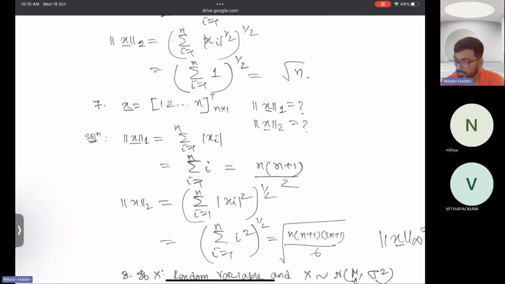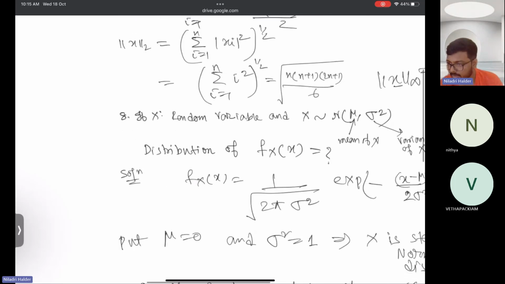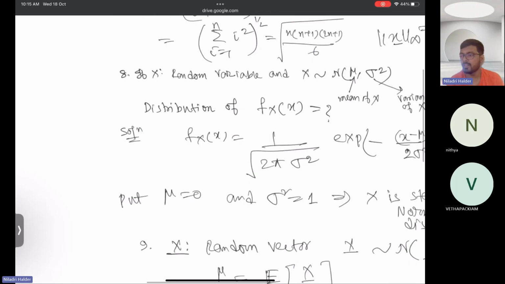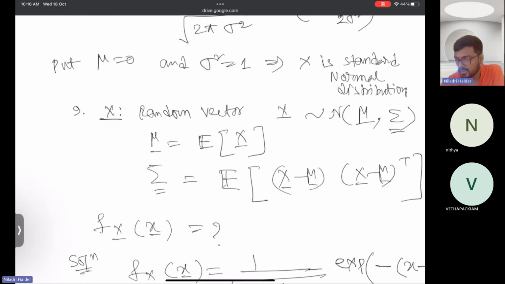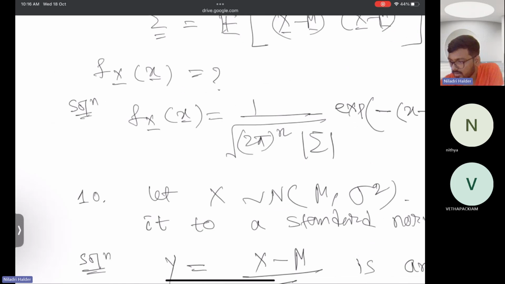So similarly, one other question we need to find out is the L1 and L2 norm, same approach. Then, this is the random variable. Suppose x is a random variable satisfying the normal distribution with mean mu and variance sigma square. The distribution formula is 1 by root 2 pi sigma square e power minus (x minus mu) square by 2 sigma square. This is just the formula for the normal or Gaussian distribution.